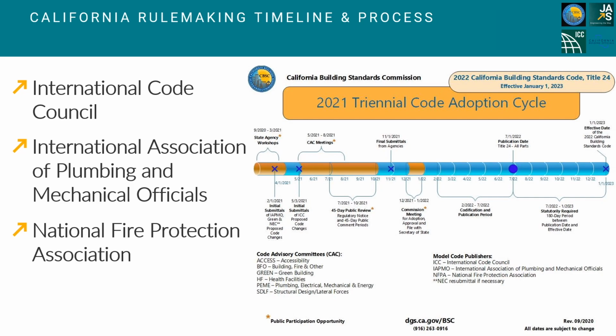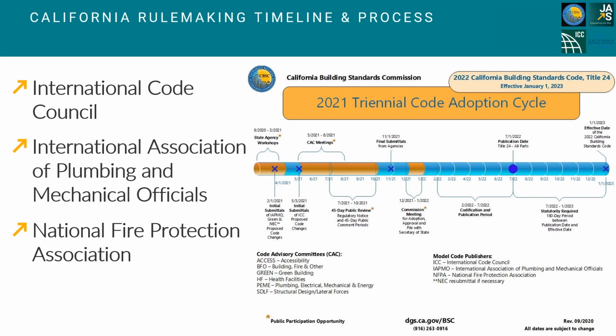Over 14 state agencies are involved in the process. There are over 50 Code Advisory Committee members, which are volunteers, and they are selected by the Commission to review the technical merit of each code change. There are many interested parties that are dedicated to providing input in the process.